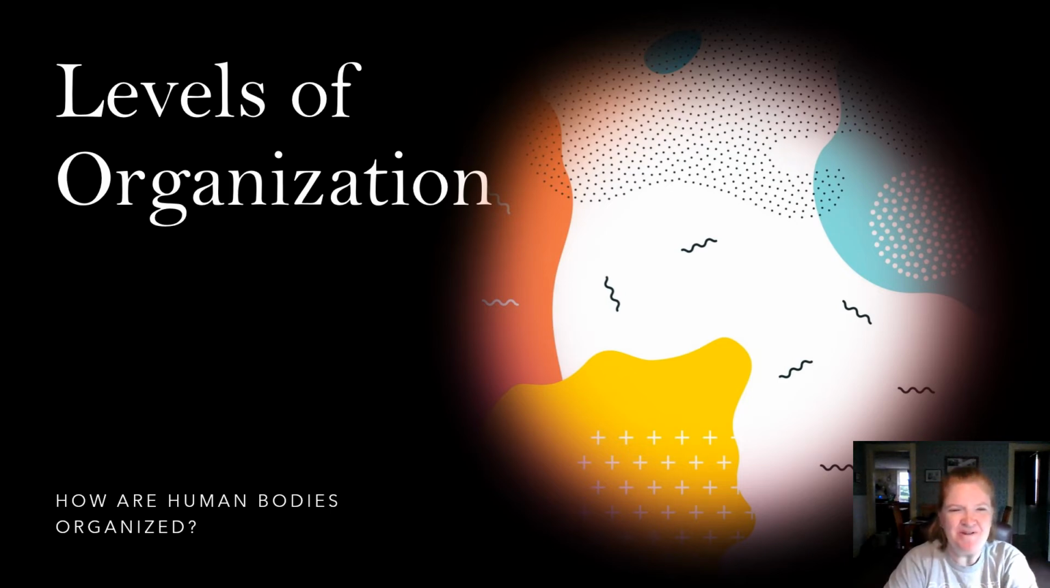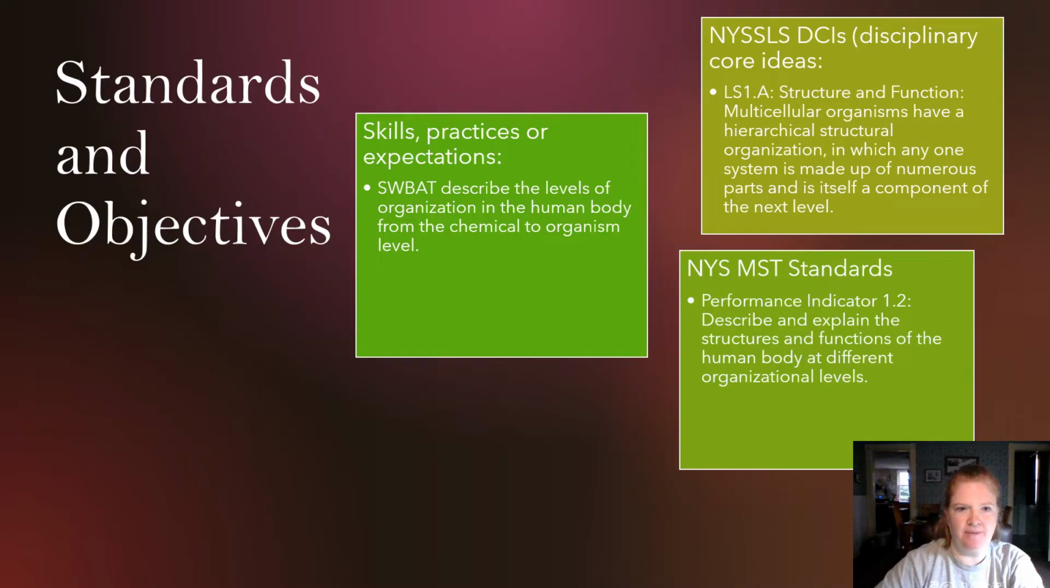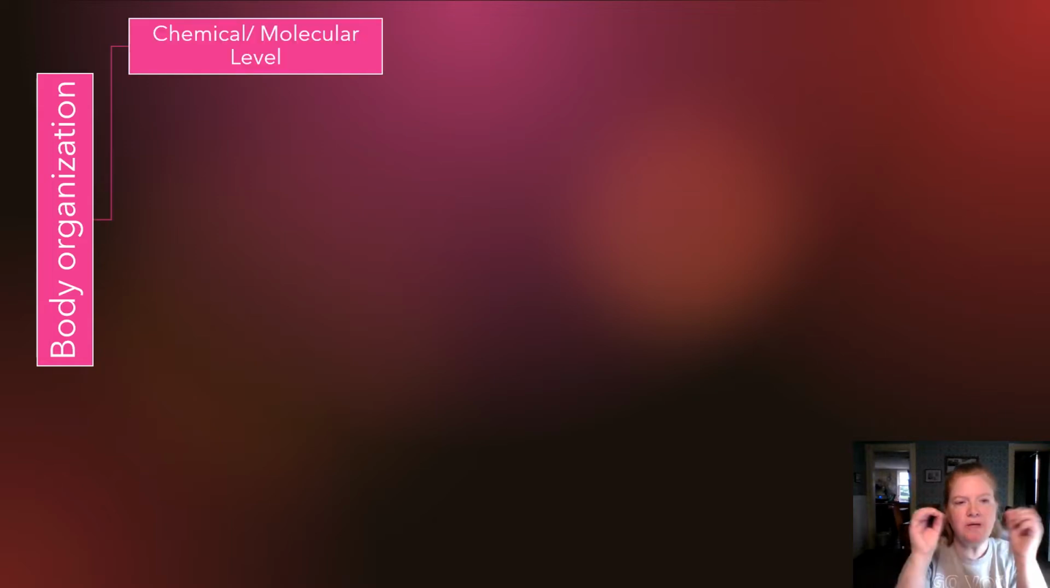All right, we are going to be going through the levels of organization. So how are human bodies organized? That's what we're going to talk about today. So here are our standards and objectives, which you can peruse on your own. Okay, we're going to talk about body organization. So we're going to start at the smallest and get progressively larger.